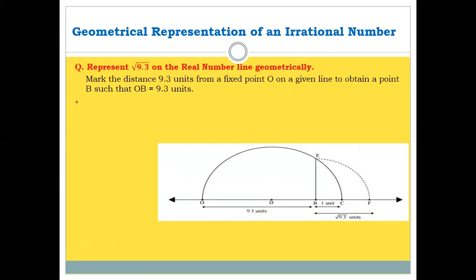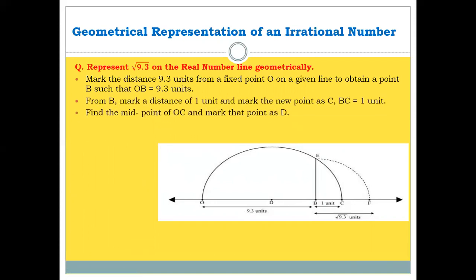The very first step is you need to mark the distance 9.3 units from a fixed point O on a given line to obtain a point B such that OB is equal to 9.3 units. So we have taken O and B, that is 9.3 units. Next, from point B, we have to mark a distance of 1 unit and mark the new point as C. And you can see here in the graph that from the B point we have taken C, and BC is equal to 1 unit.